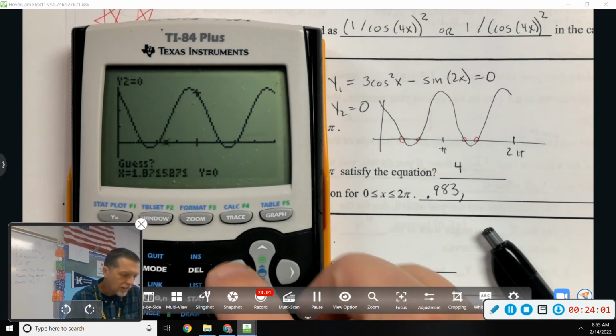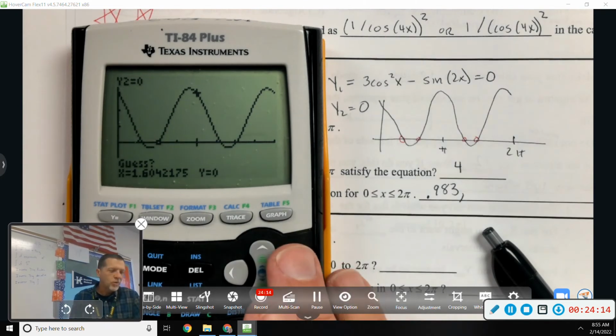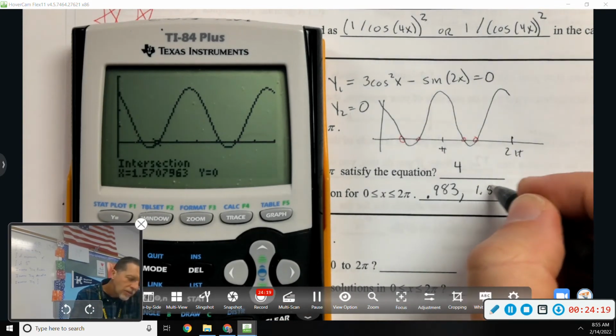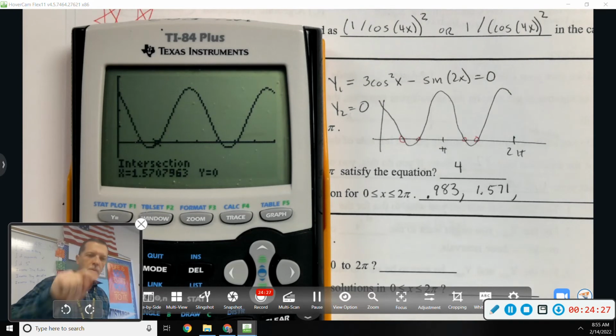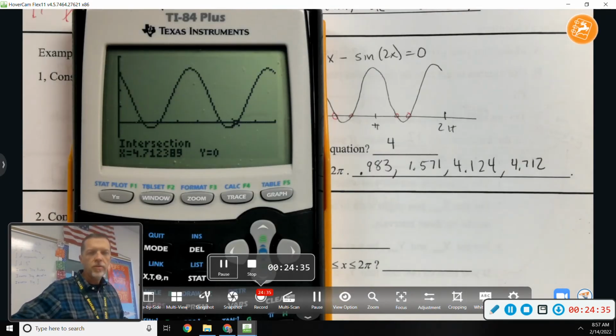It's a little easier when I can see where I'm going. So get reasonably close. The closer you are, the quicker the calculator guesses, but it's so quick. Like, what's the difference between 1/10 of a second and 2/10 of a second? 1.571 for my second intersection. All right, I'm going to press pause, and you're going to find the next 2 intersections to make sure that you can do it. So, check those answers, 4.124, 4.712.